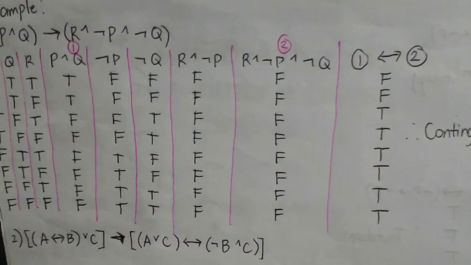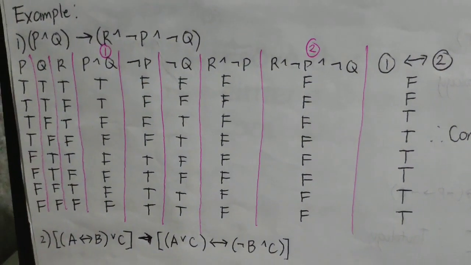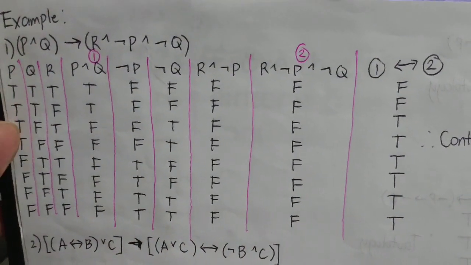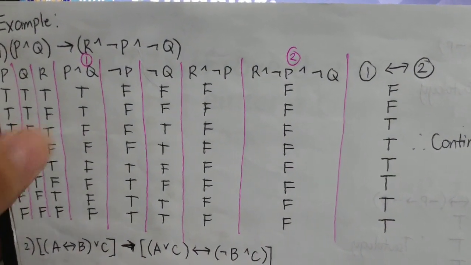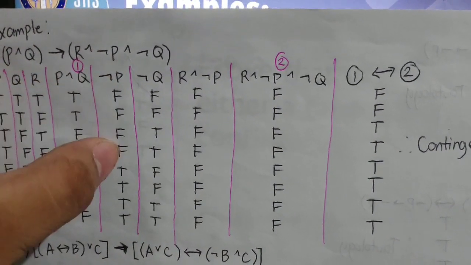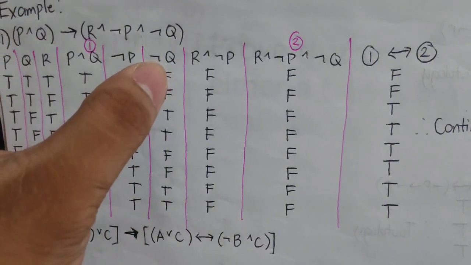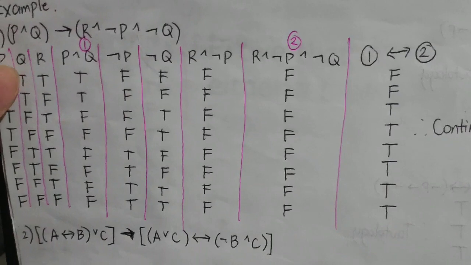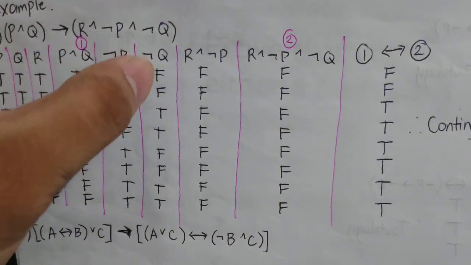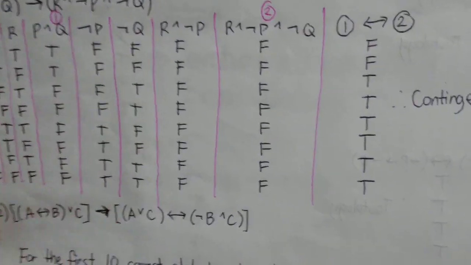Now, we need the negation of P for the second part of our proving. So the four true and the four false will be negated. This becomes four false and then four true. Then we will be having the negation of Q. If you have the alternating true and false, that will start with true. So for the negation of Q, it becomes false, false, true, true, false, false, true, true.